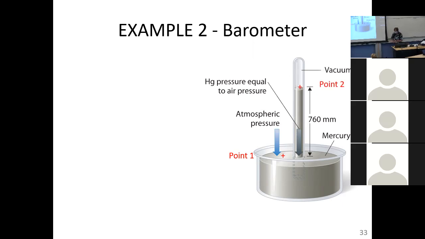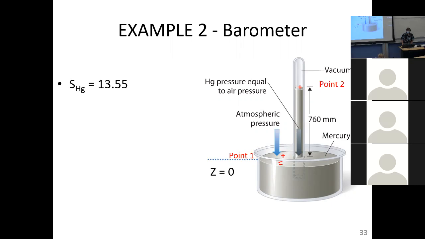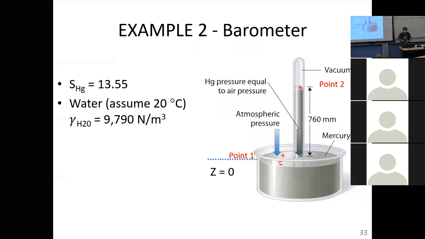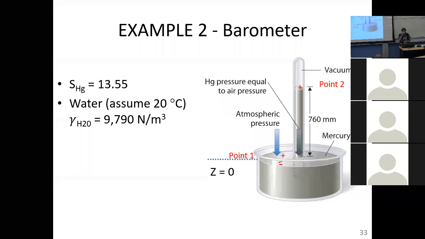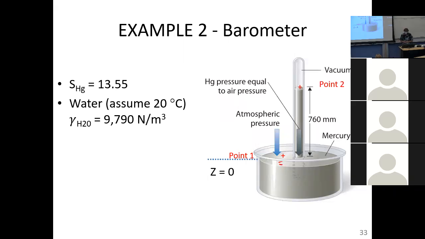The difference between those two interfaces is that this one is at atmospheric pressure, and the other one again is in a perfect vacuum. And we set our elevation datum again at that free surface of mercury. From the back of your book, the specific gravity of mercury is 13.55. No temperature was given, so the specific weight of water is, again, just like the last problem, 9790 newton per meter cubed.